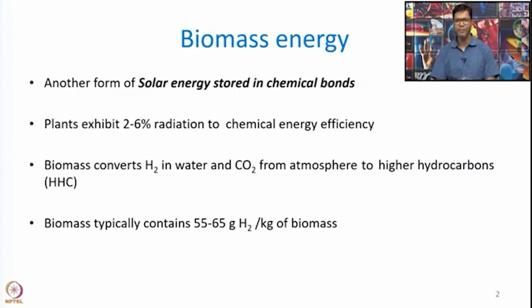So biomass is an indirect form of solar energy, which is stored in chemical bonds. Plants typically exhibit 2 to 6% radiation to chemical energy efficiency, and biomass takes hydrogen from the water and CO2 from the atmosphere and makes higher hydrocarbons, and that is the typical photosynthesis process that all of us know about.